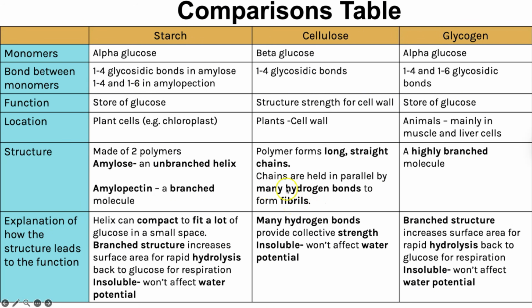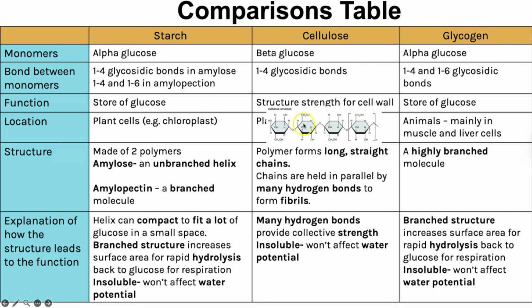And one hydrogen bond is not strong, but because there are so many hydrogen bonds, collectively, they provide the structural strength to the plant cell wall. It is also insoluble, so it's not going to affect the water potential.